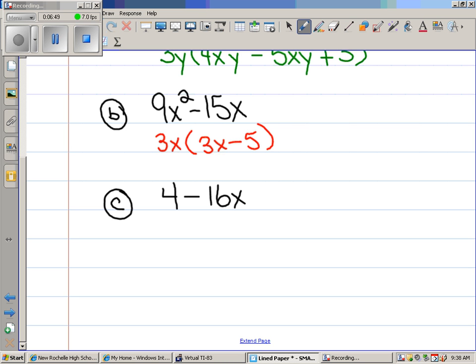Sure, let's factor this. Is there a GCF? What is a GCF? Yeah, the GCF is 4. Let's pull that GCF out. If you factor out the GCF, 4 times what is 4? 4, done. That's it.